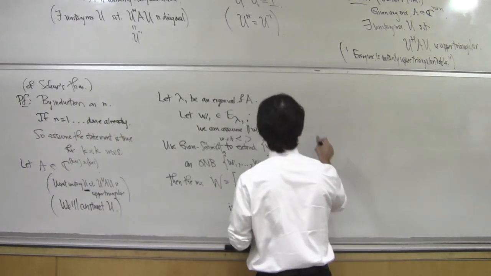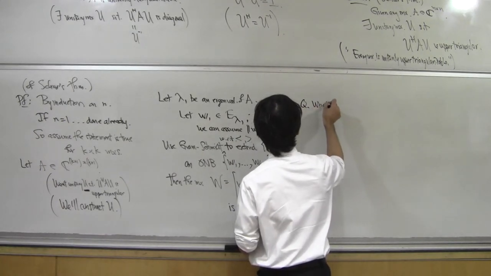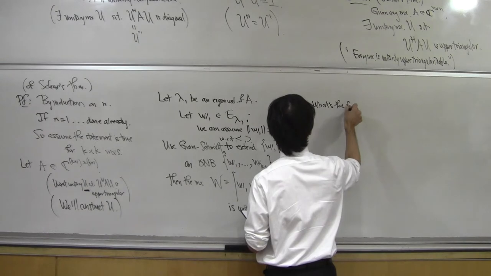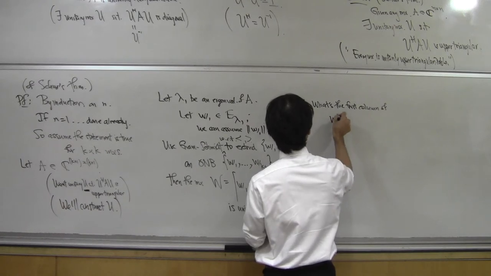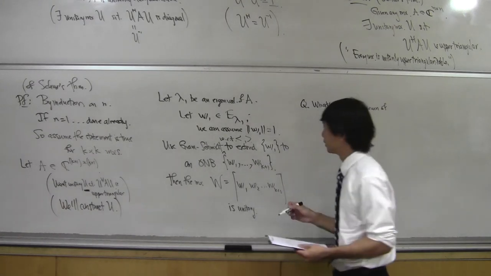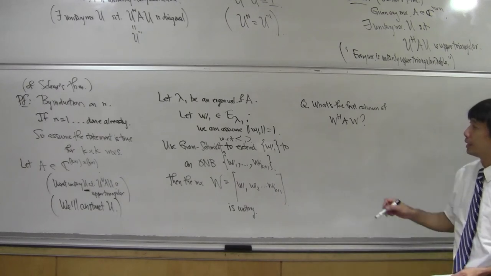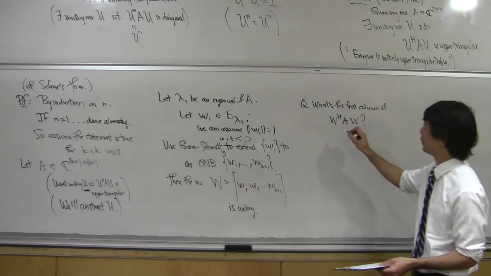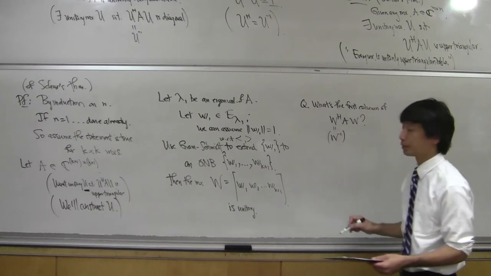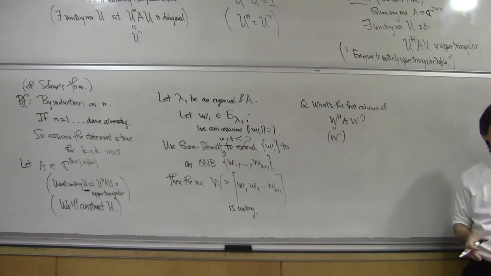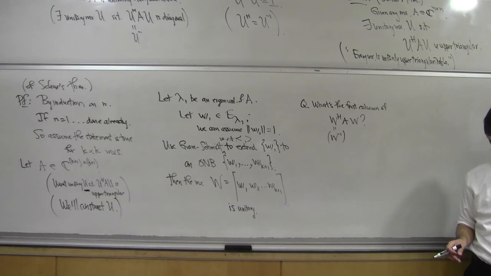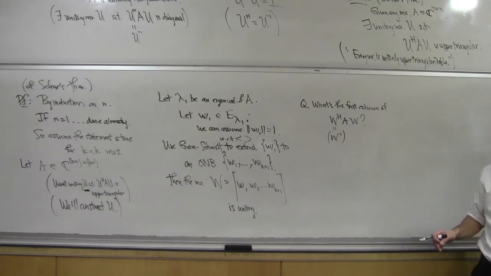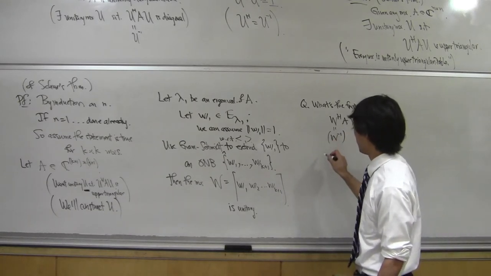Okay. So, question: what's the first column of W^H A W? What if we take W^H A W? Remember that W^H is W inverse. W^H A W. Can anybody tell me what the first column will be? Harrison? Is it just the W's? No.